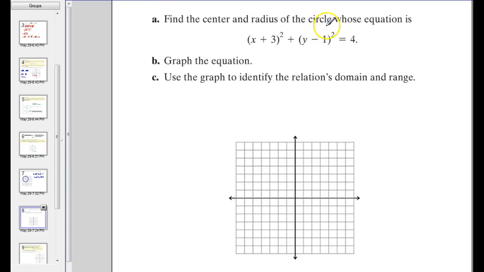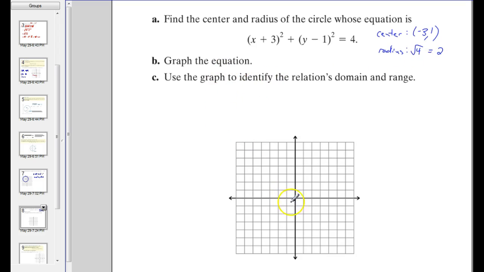Alright, find the center and radius of the circle that has this equation. Okay, so the center: opposite sign here, so that's negative 3, comma, opposite sign here, so that's positive 1. And then the radius is the square root of this constant. It's over here by itself, so it's the square root of 4, which is 2.